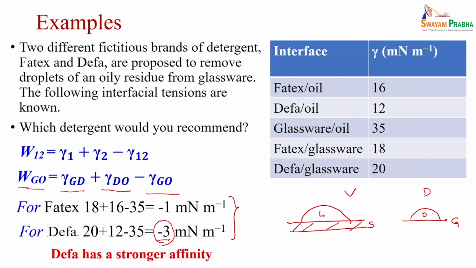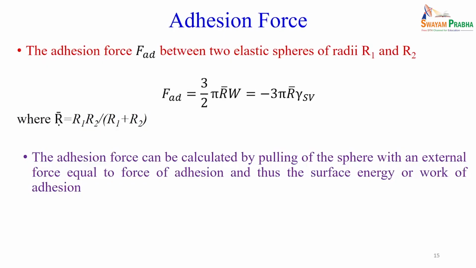So, here what we discussed is we can have any 3 different phases or different mediums, and again we have to repeat the same exercise to calculate the work of adhesion or interfacial tensions or the solid surface tension. So, this was the method based on the contact angle and surface tension of liquid. Now, we will just see if you can experimentally measure the adhesion force.